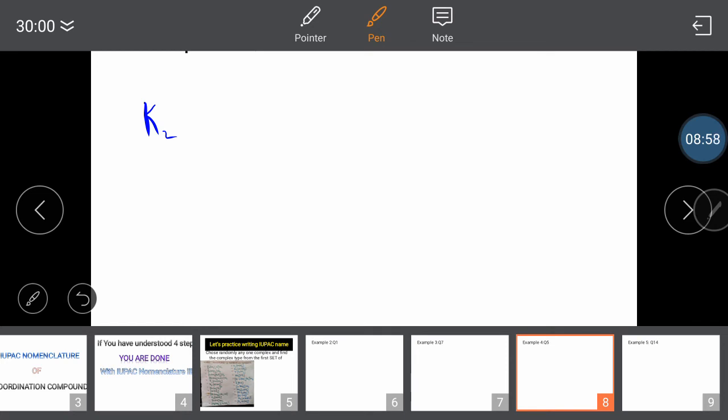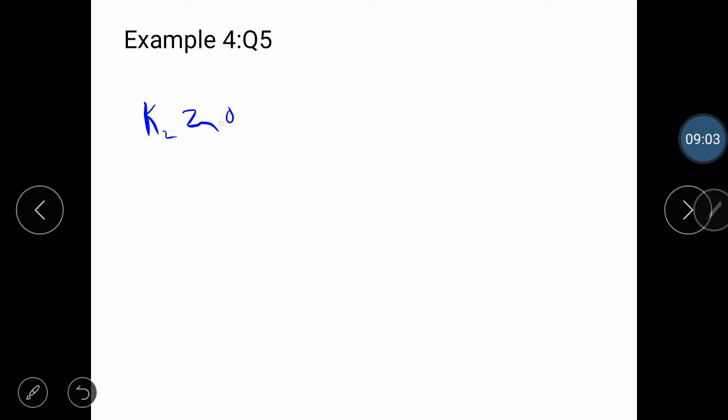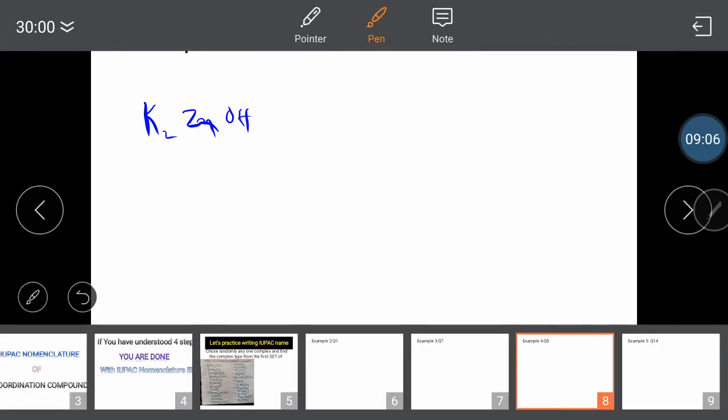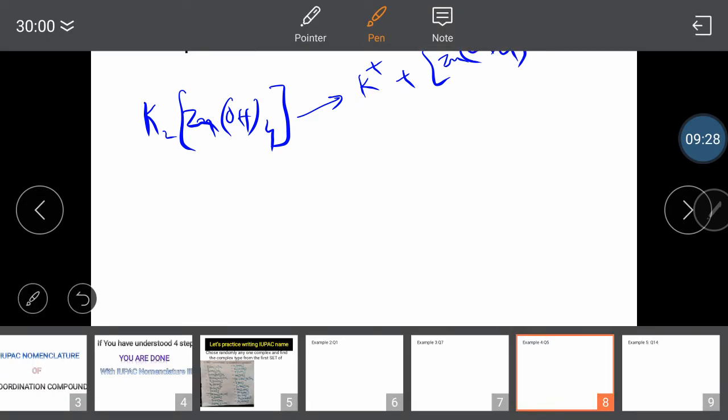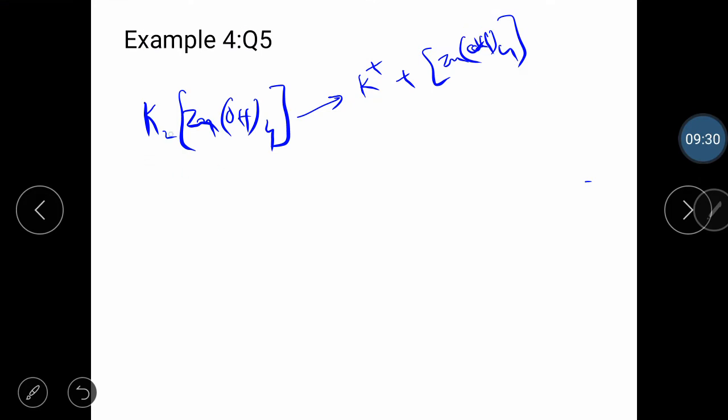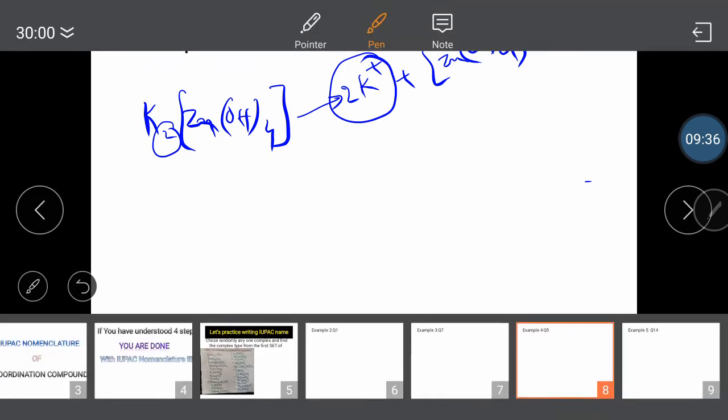K2 Zn(OH)4. Can you divide, please? If you divide, you get K plus and Zn(OH)4. Because there are 2 K plus, we get 2 K plus here, so the total is plus 2 charge. This should now be minus 2 charge.